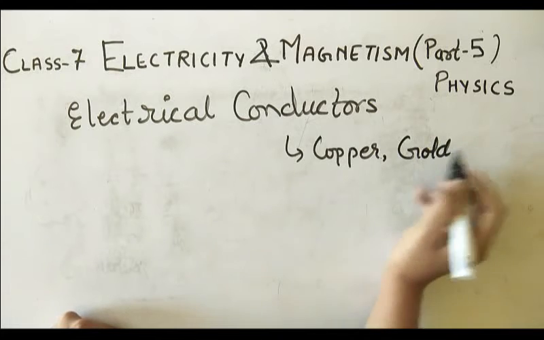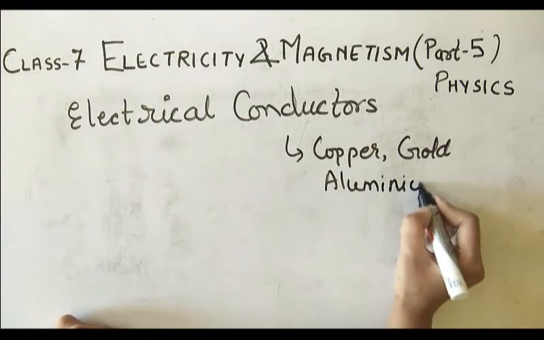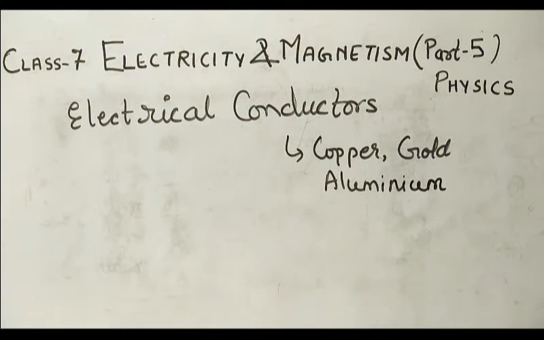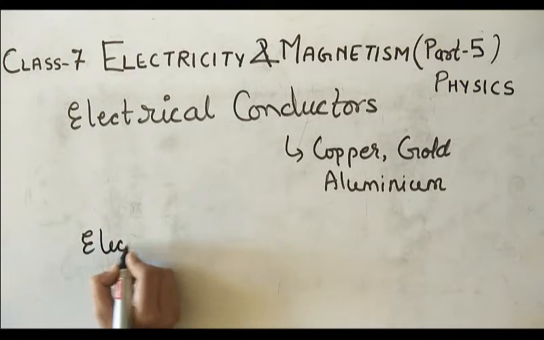If you want to see examples of electrical conductors, they are copper, gold, aluminium, then silver, lead, iron, and a number of examples are there. Okay.